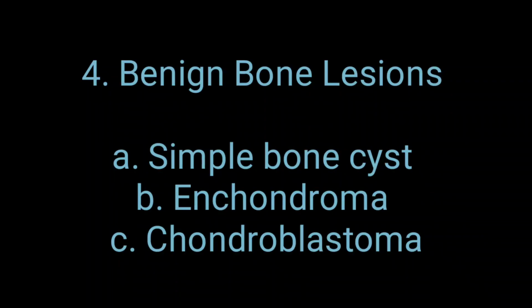Chondroblastoma is a lesion which is usually seen in the epiphysis, and the most common site is the proximal humerus. Sometimes it appears in the distal femur and proximal tibia, and you can appreciate internal hazy calcification as well.